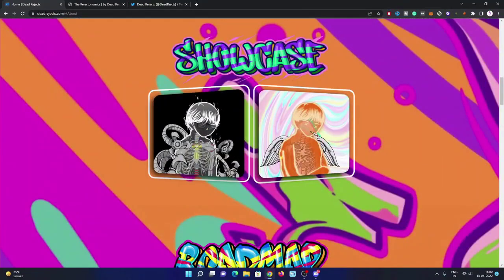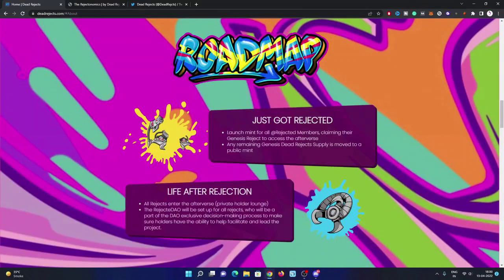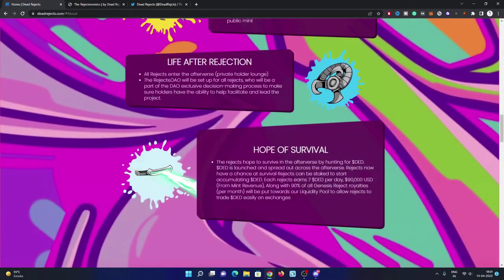So have a look at the showcases, some sneak peeks. This might be a legendary mythic sneak peek. Have a look at their roadmap. First, Just Got Rejected launch, meant for their rejected members, meaning their whitelisted. Rejected is their tag for the whitelisted people claiming their Genesis reject to access the afterwards. Any remaining supply of the Dead Rejects is moved to a public sale. Yes, if the whitelisted people did not mint till it gets sold out, then the remaining supply will go to their public mint. Then life after rejection.